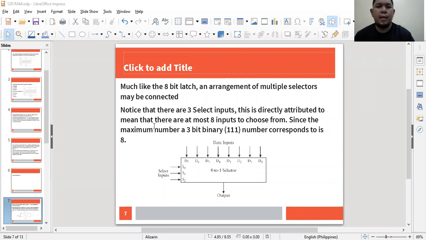Much like the 8-bit latch, an arrangement of multiple selectors may be connected. Notice that there are 3 select inputs. This directly means that there are at most 8 inputs to choose from, since the maximum number of a 3-bit binary number, 111, corresponds to 8, right? So there's a relation between the number of addresses and the number of inputs available to be selected from.